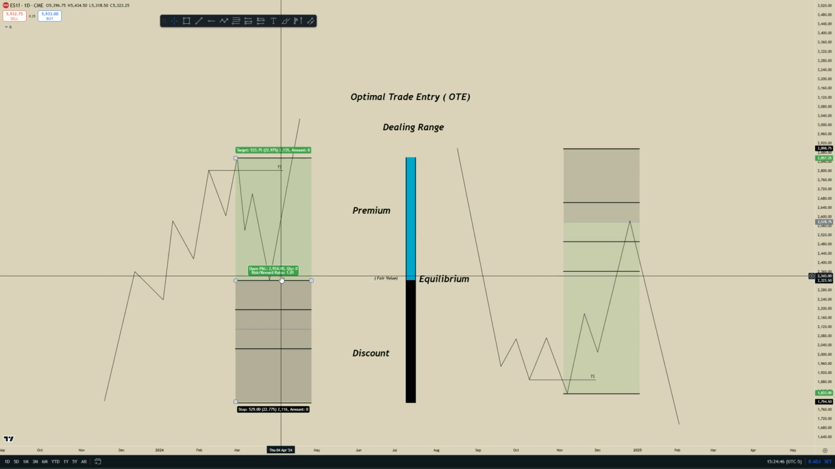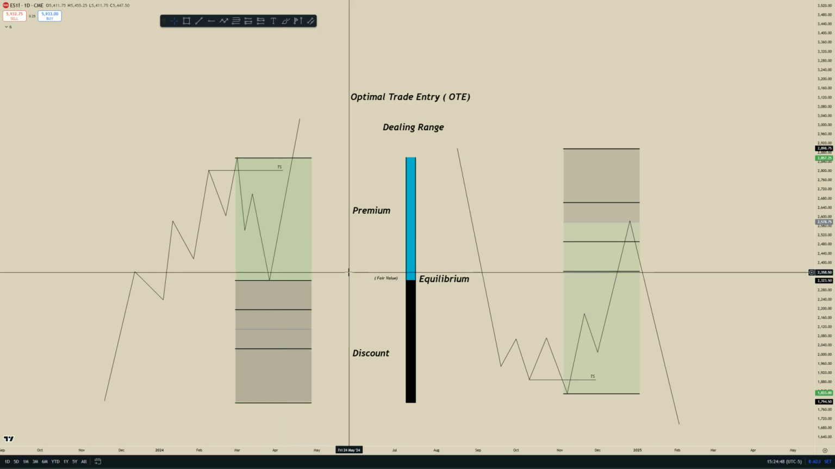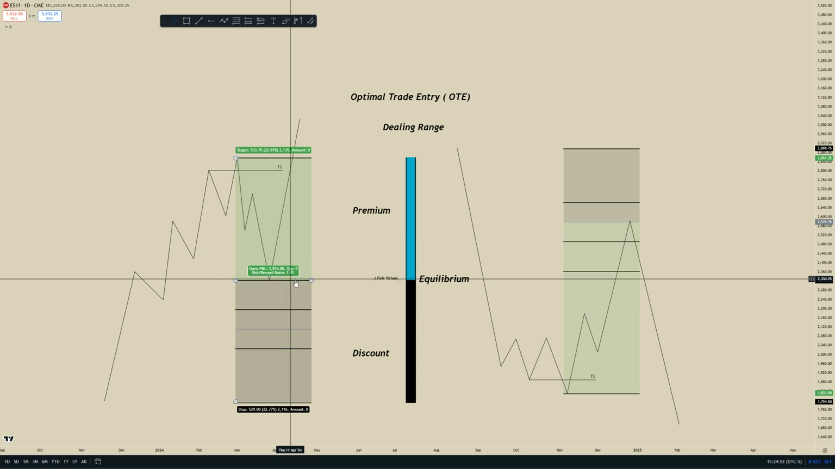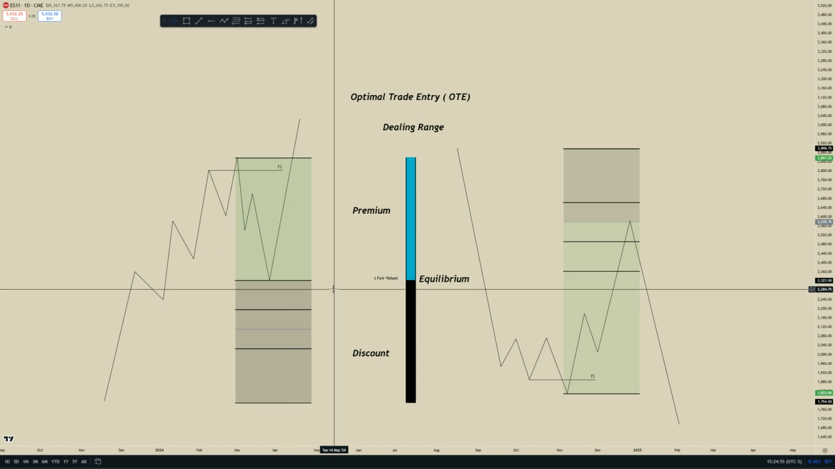You enter at equilibrium. If you want to play it safe, you put your take profit at the high, stop loss at the low. Your RR will be a 1-to-1, which is not ideal. Some people use it. I know a lot of people don't like it. Whatever works for you is whatever works for you.